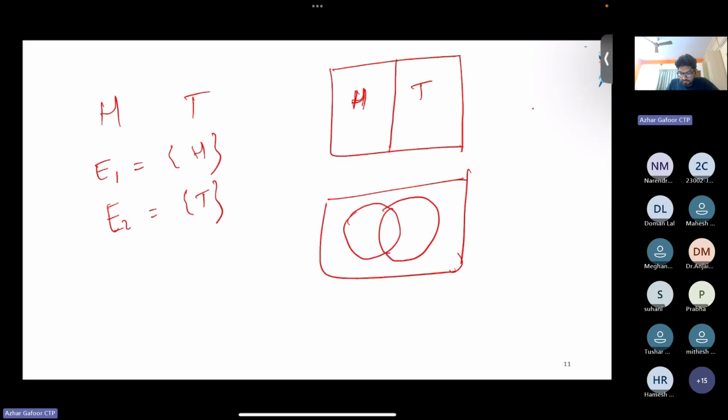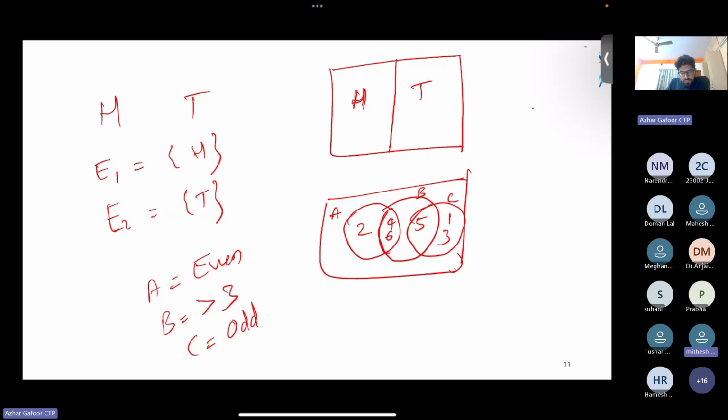Now, let's say we are rolling a die, and we have the same thing: 2, 4, 6, then 5, 1, 3. So we have three events, A, B, and C. A is the event of getting even numbers, B is a number greater than 3, and C is odd numbers.